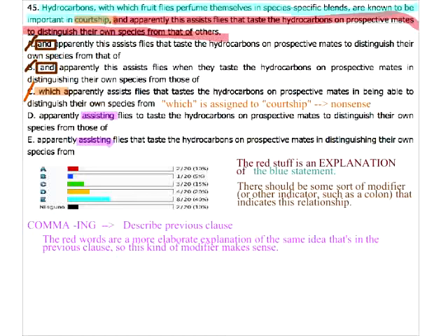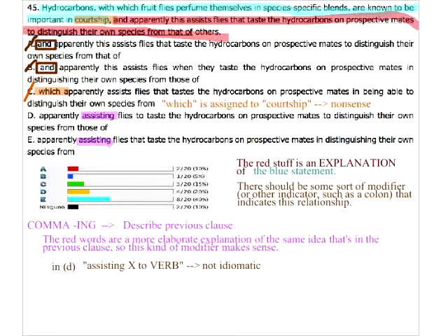D versus E. There are actually three things that are not okay with D. Two of them are idioms, so I'll just throw those at you really quick, because idioms are only marginally important in the modern version of the GMAT. But assisting X to verb is not idiomatic.